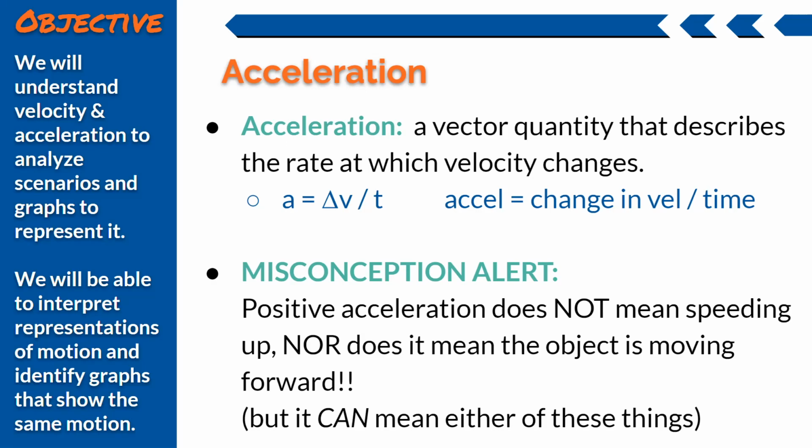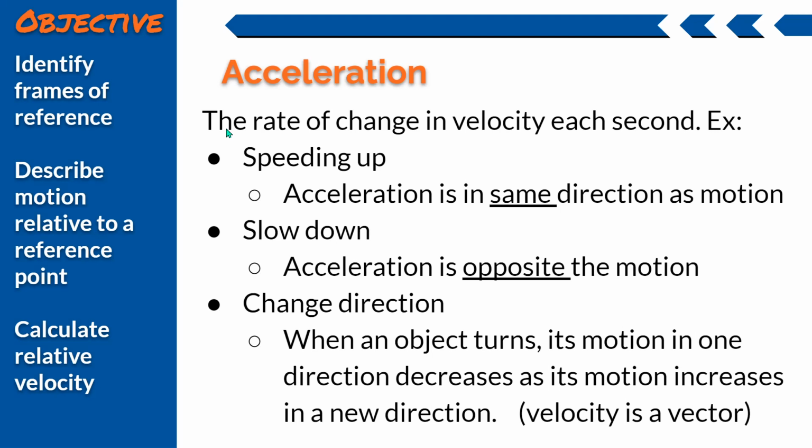So we're going to go over some examples, and I think it helps to put some data with it so you can kind of get a visual in your head. But again, it can mean either of those things. So again, acceleration is the rate of change in velocity each second. So here are examples of objects that would be undergoing acceleration.